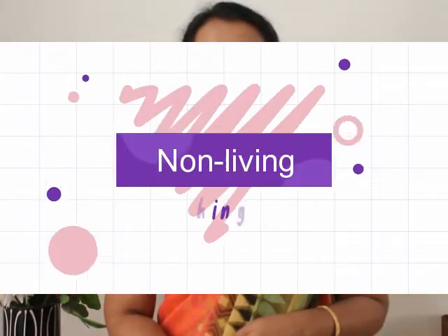Children, did you observe the things around you at home? Yes, you have to observe the things around you and find out whether they breathe, whether they move, grow or reproduce. Fine. Today we are going to learn about non-living things.